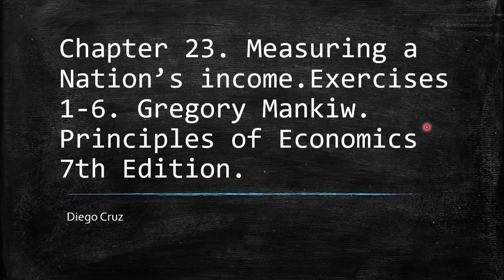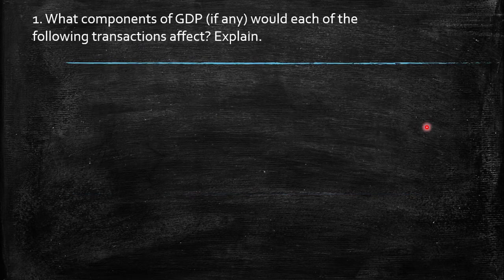We're going to try to develop exercises 1 to 6 of chapter 23, Measuring a Nation's Income. Remember, this is a book by Gregory Mankiw, Principles of Economics. So the first question says, what components of GDP, if any, would each of the following transactions affect? Explain.